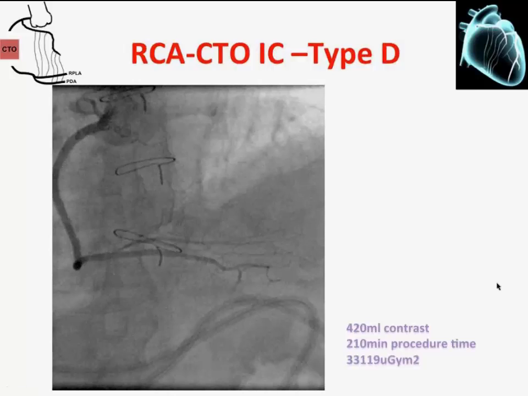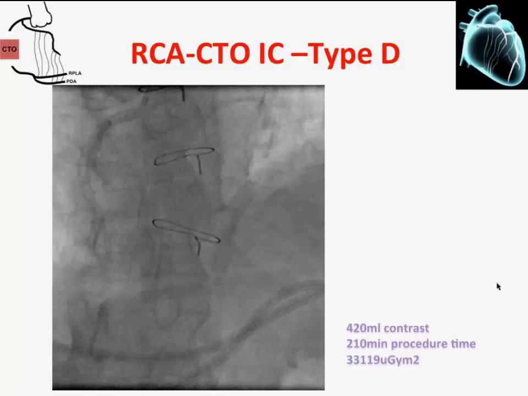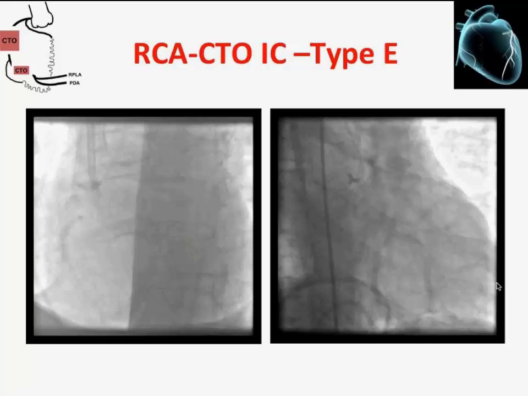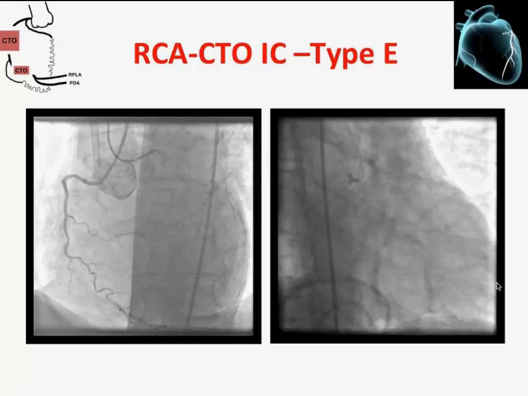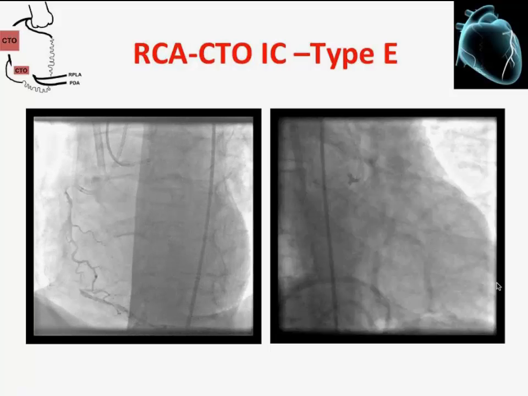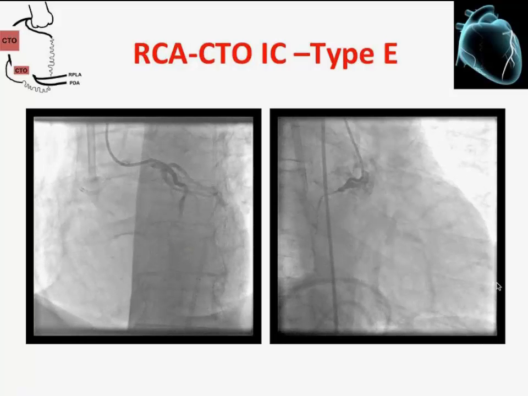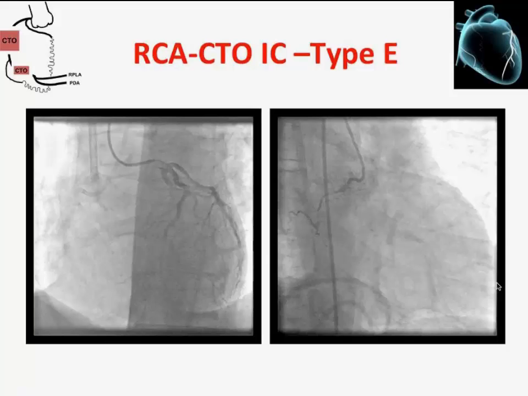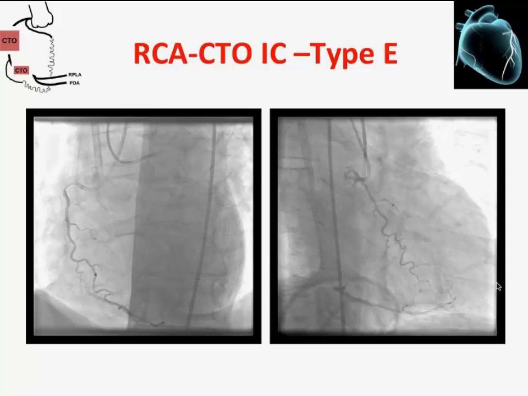And yeah, a little bit complex procedure, 210 minutes of procedure time, but it was a really tough case. So another case is a case with a type E connection of an RCA. It was a patient with renal failure and really low ejection fraction. He had really bad heart failure, and he was going to start with hemodialysis.